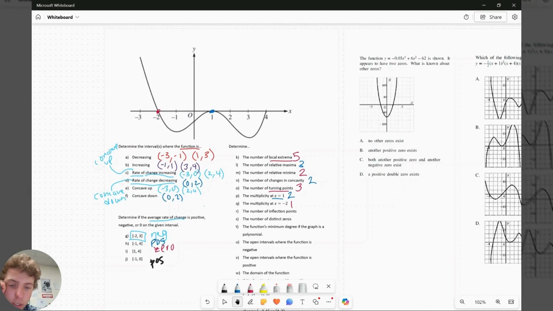Looking at the next question, R, it says the number of inflection points. Remember, an inflection point is where your graph changes concavity. It's where the rate of change changes from increasing to decreasing. Or it's where the rate of change changes from decreasing to increasing, right? It's where the rate of change changes. I believe our graph changed concavity 2 times, we said, so that would be the amount of inflection points as well. It changes from concave up to concave down at those blue dots. Distinct zeros, just how many x-intercepts do you have? Well, I see 1, 2, 3 x-intercepts.